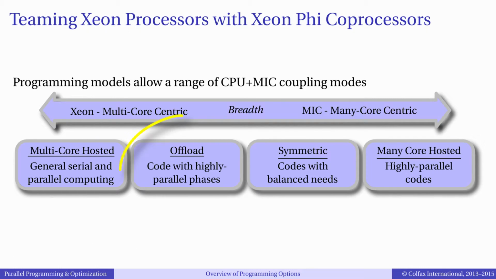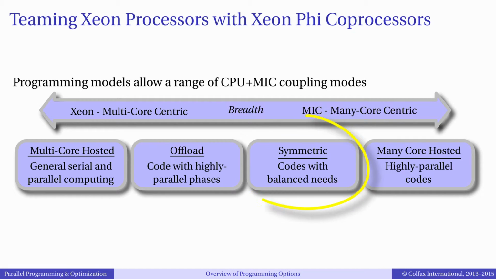Going right, we have the offload approach, where the main application is executed on the host and only some portions of the code are offloaded to Xeon Phi. This is useful, for instance, for applications that have single-threaded phases which run better on the CPU, with some highly parallel phases which run better on the coprocessor.